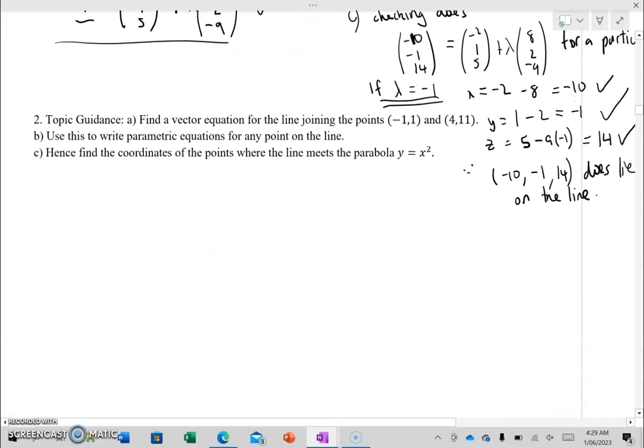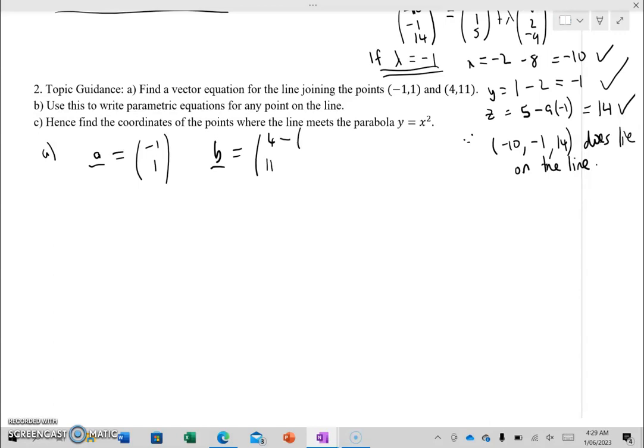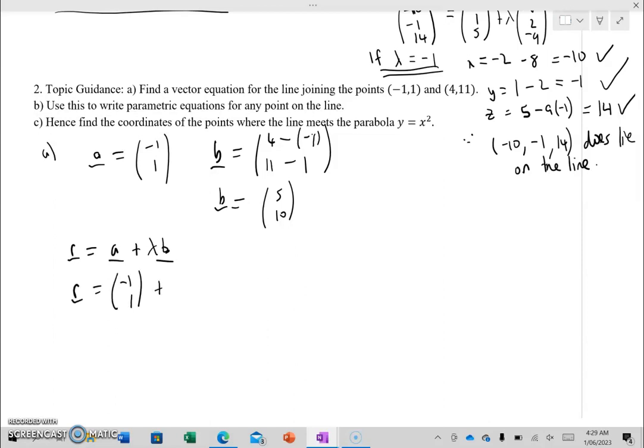Next question. Find a vector joining the points negative 1, 1 and 4, 11. So my A will be negative 1, 1. My B direction vector is 4, 11 minus negative 1, 1, so that's going to be 5, 10. Okay, so therefore R is equal to A plus lambda B. R is equal to negative 1, 1 plus lambda, and B is 5, 10.